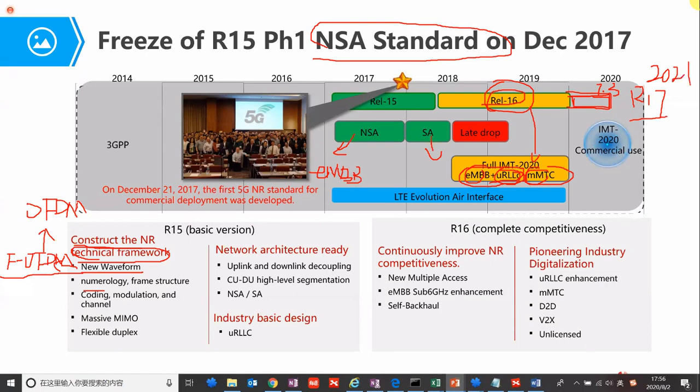Okay, thank you. For this, R16 may focus on mMTC. Actually, NB-IoT has become the 5G standardization for mMTC. So NB-IoT, is it embedded in sub-6 gigahertz or millimeter wave?